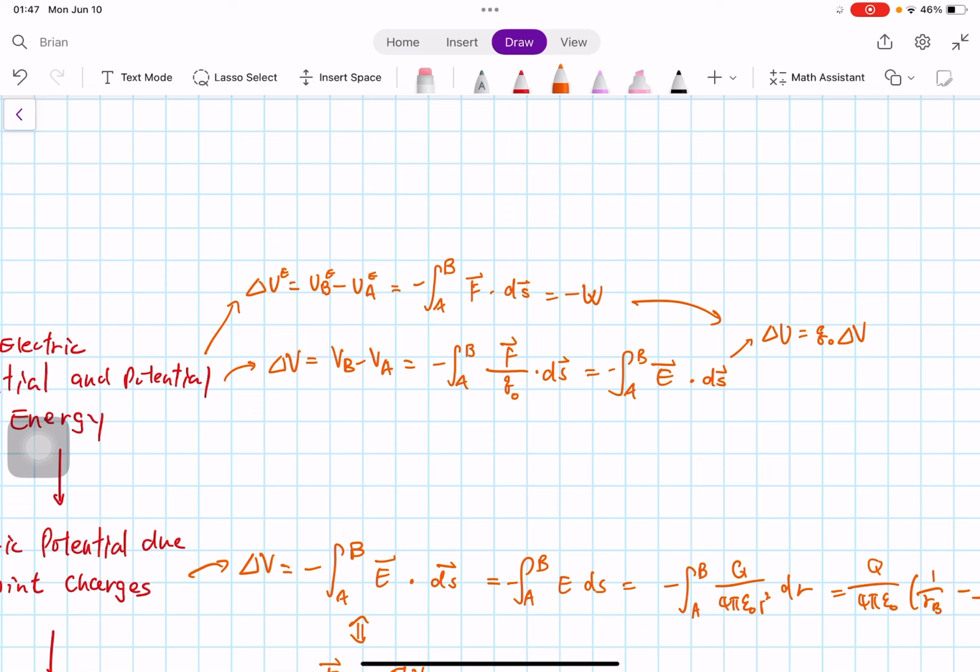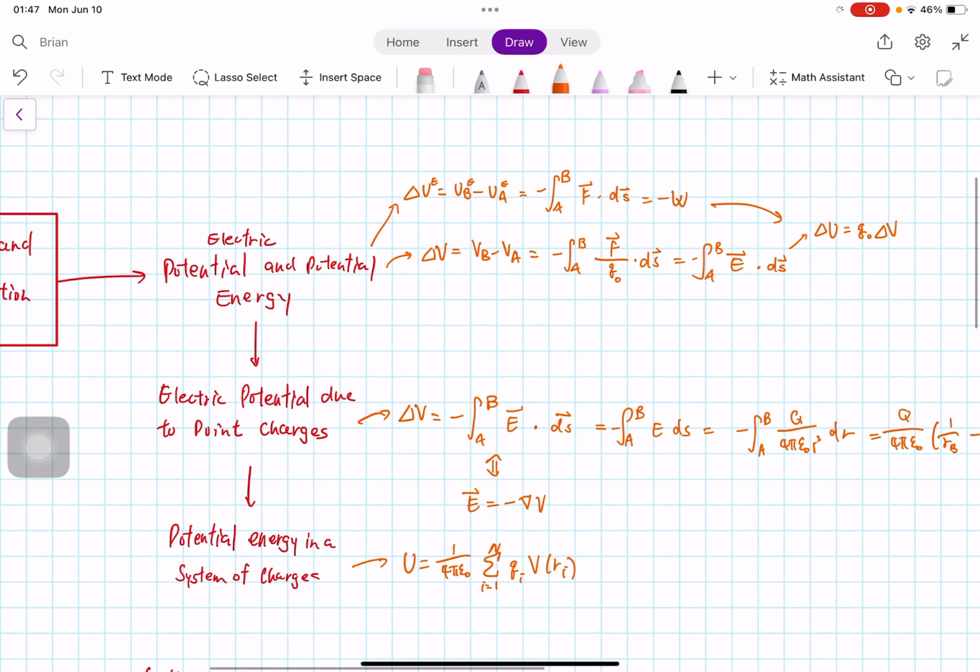And if we try to relate potential energy with potential, it's basically just delta U equals q naught delta V, which is the same thing as saying E equals F over q, or F equals qE.